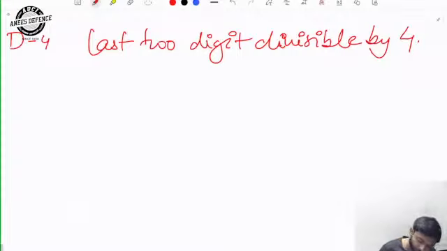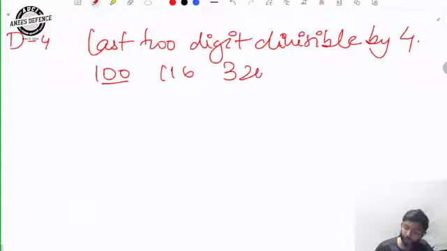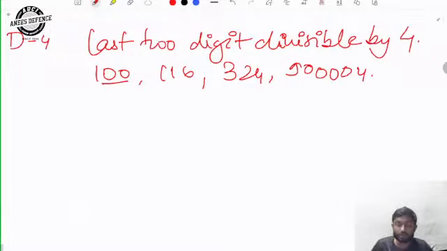For example, 100, obviously, because the last two digits are divisible by 4. 116, 324, or say 9000004. All these numbers are divisible by 4 because the last two digits are divisible by 4. Always remember that. Next, favorite of all.